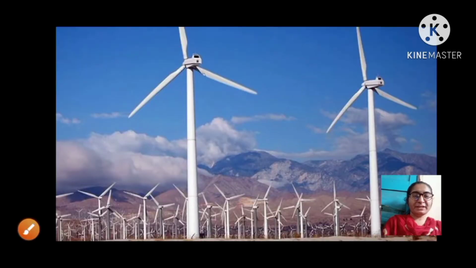Today we are going to study the English subject. Now I will show you some pictures and ask some questions on that. Then we will go further on a math topic. So let's start. What is the name of this?